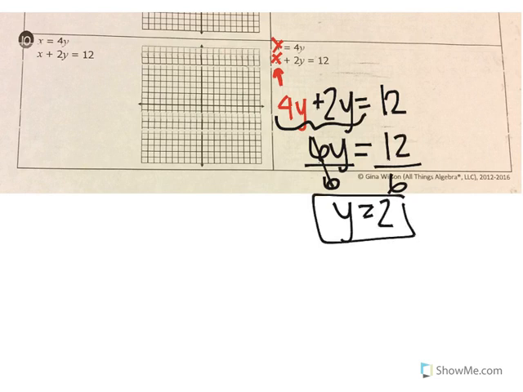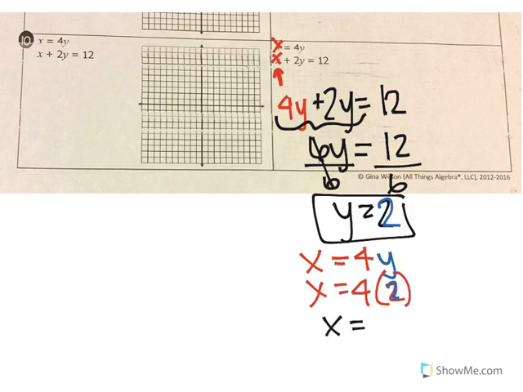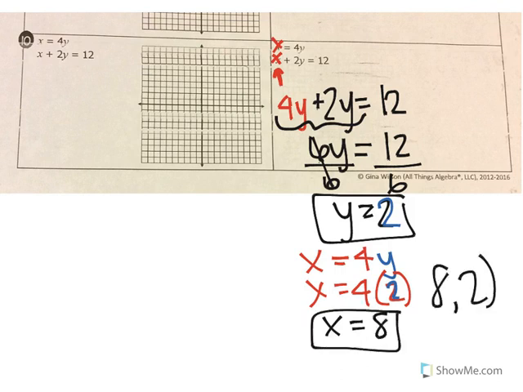2. Now again, it's really easy because I had x was equal to 4y, so if I just found that y was equal to 2, I'd have x is equal to 4 times 2, which gave me 8. So the solution to this system is 8, 2.